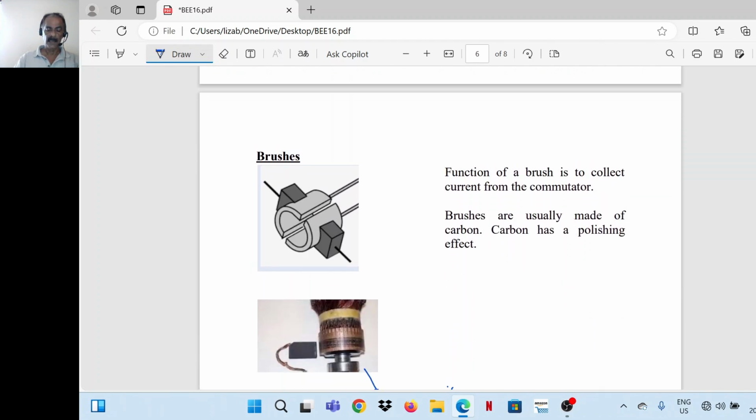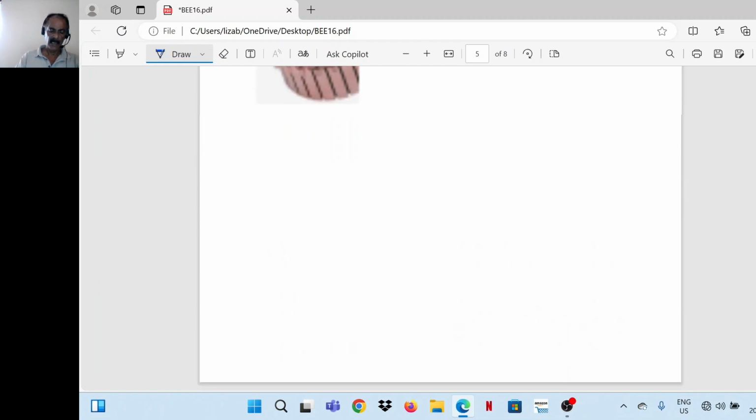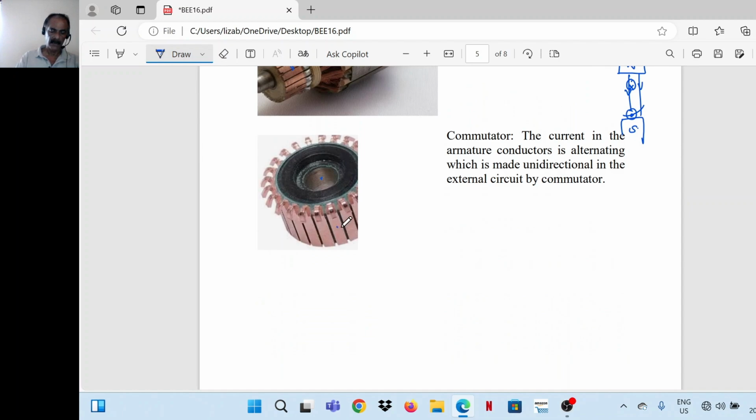Next, current collection from the conductors, from the commutator, is done with the help of brushes. Normally carbon brushes are used for collecting current from the commutator. It's like this. In this figure, it is clearly shown. So this is a brush. It is touching the commutator. The commutator is made of different segments. See, these are segments of the commutator.